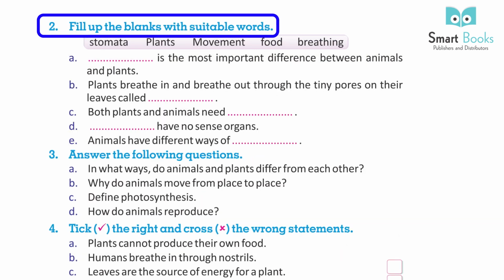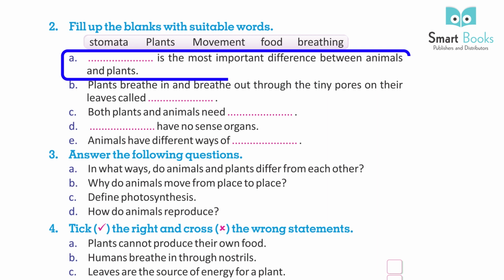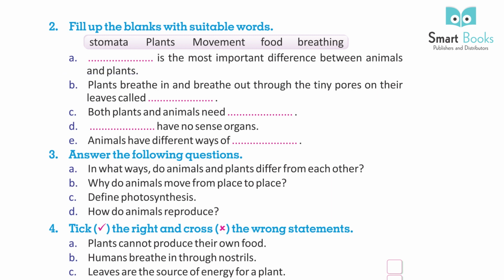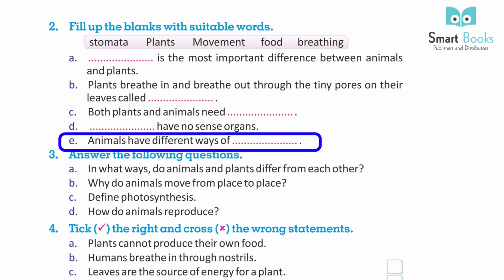2. Fill up the blanks with suitable words. A. Dash is the most important difference between animals and plants. B. Plants breathe in and breathe out through the tiny pores on their leaves called dash. C. Both plants and animals need dash. D. Dash have no sense organs. E. Animals have different ways of dash.